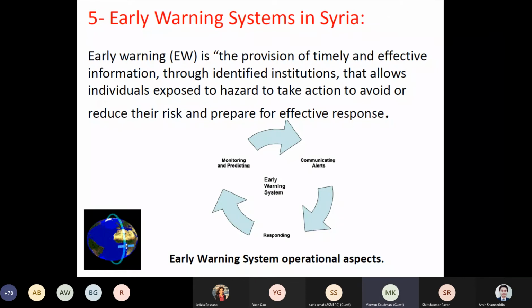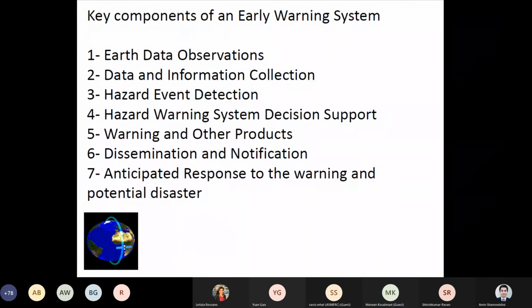And also early warning system in Syria. We are trying to apply this technology. Key components of an early warning system are data observation, data and information collection, hazard event detection, and hazard warning system.